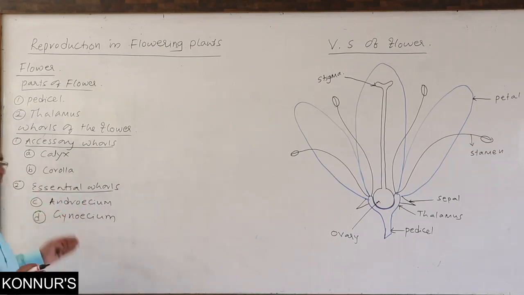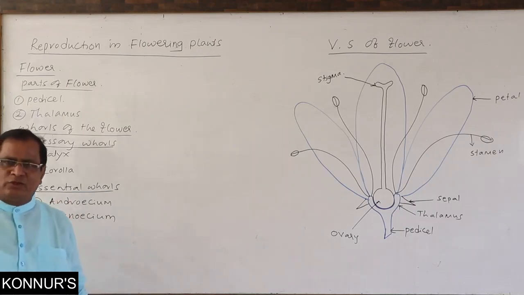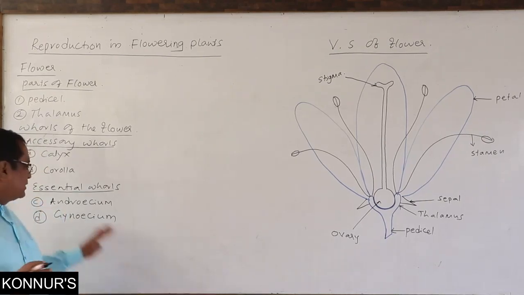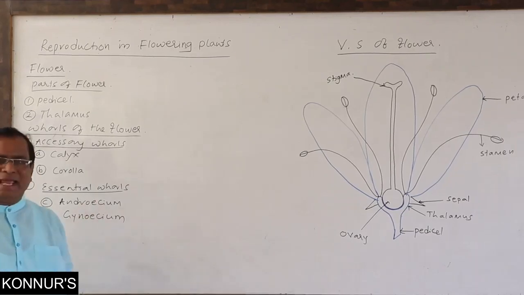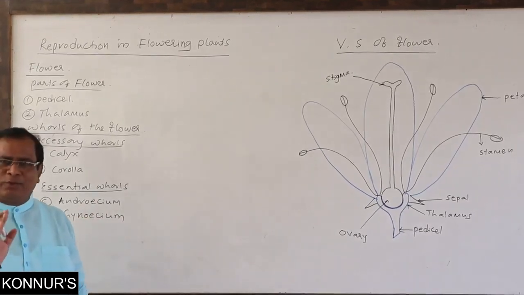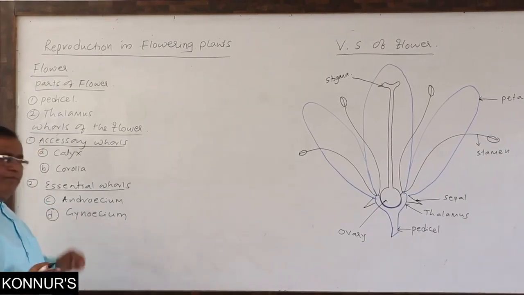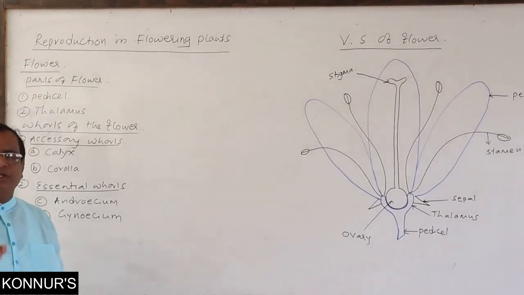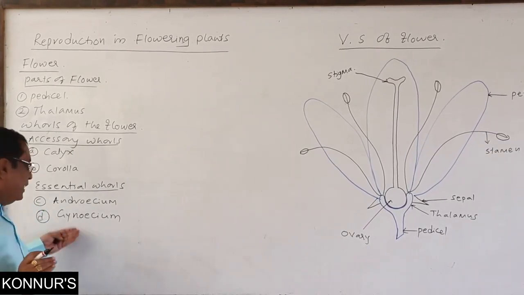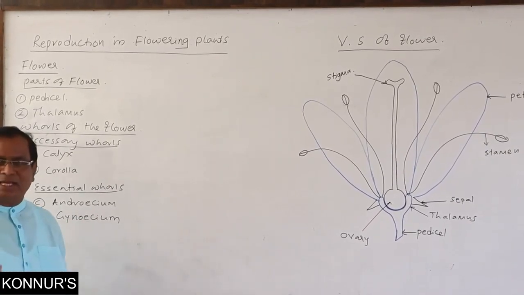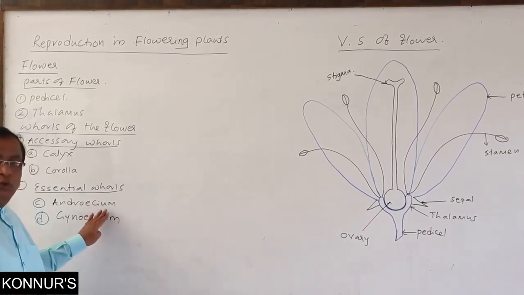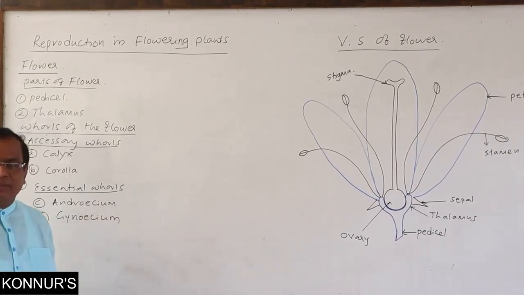And androecium and gynoecium, they are essential ones. Why are they said to be essential ones? They are said to be essential ones because they are directly involved in reproduction. Androecium is a male reproductive organ which produces male gametes. Gynoecium is a female reproductive organ which produces egg. So they are directly involved in reproduction. That's why they are essential ones.